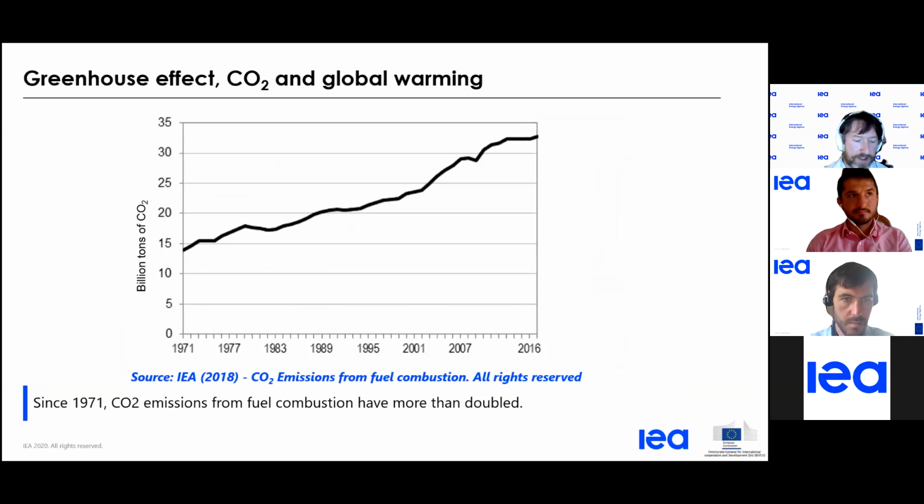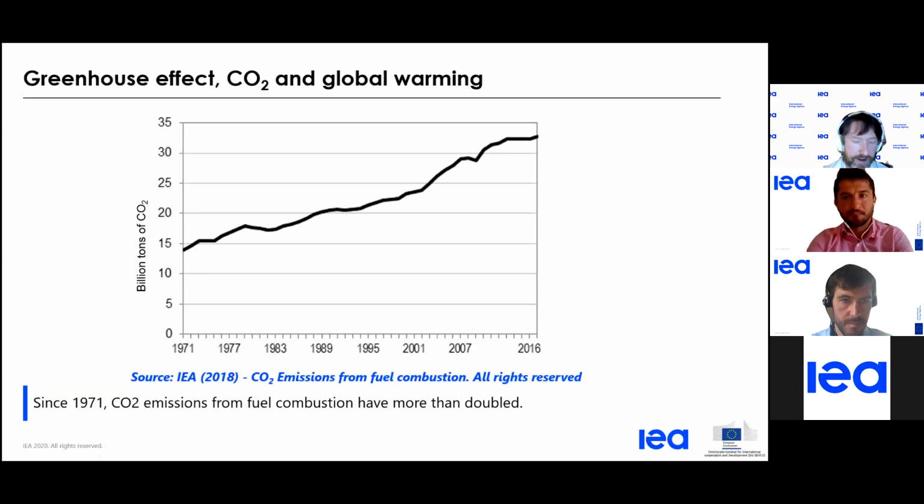So the most important man-made greenhouse gas is CO2. In fact, CO2 emissions from fuel combustion are responsible for over 60% of total man-made greenhouse gas emissions. Now, unfortunately, levels of CO2 emissions are still rising, and emissions have roughly doubled from 15 gigatons of CO2 in 1971 to over about 33 gigatons of CO2 per annum in 2016. So emissions are still rising, and they have doubled over the last about 40 years.